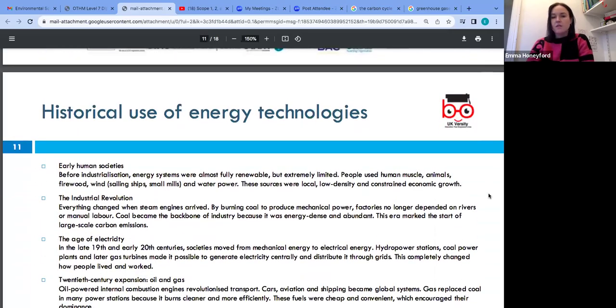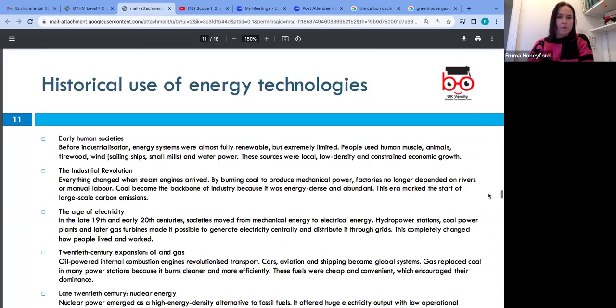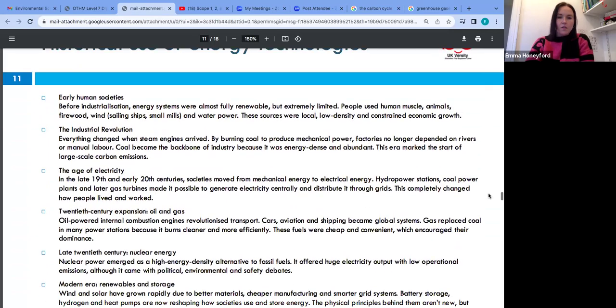So there is a history to the use of energy technologies. Even before industrialization, energy systems were almost fully renewable, but extremely limited. People used human muscle, animals, firewood, wind, and water power. These sources were local, low density, and constrained, and were seen as constraining economic growth.